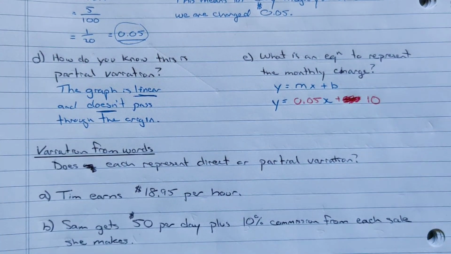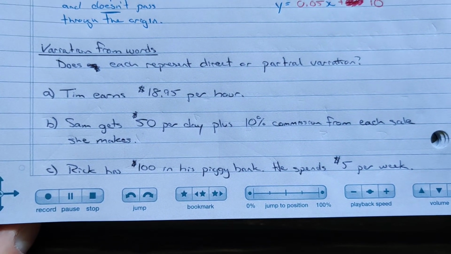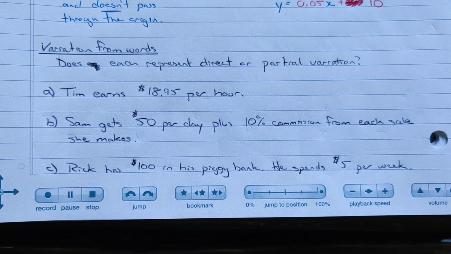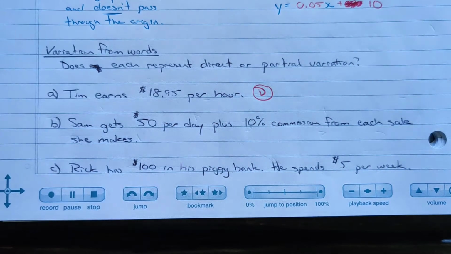All right, sometimes we're working with these not from just data, but from words. So does each of these cases represent a direct or partial variation? Well, in the first one here, Tim earns $18.95 per hour. So all we need to do is think about what happens at 0. If Tim does not work any hours, he will get paid $0. Thus, this is direct variation.